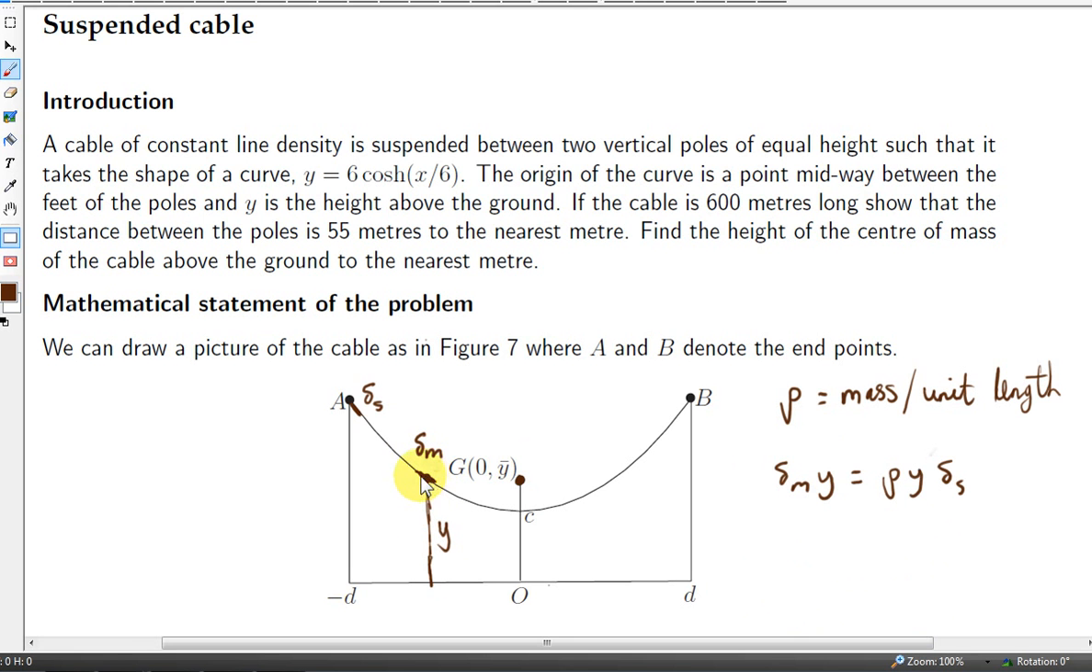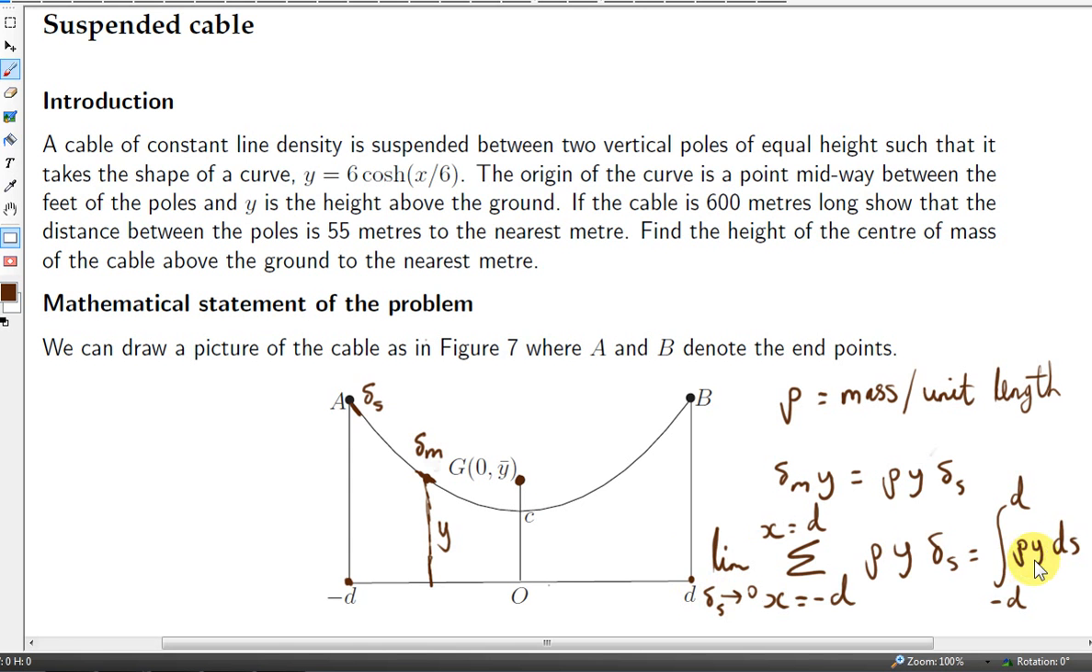Now we want to get the sum of the moments of all of these elements from x equals minus d to x equals plus d. We will take the limit of this sum as delta s goes to 0 now, and our integral becomes the integral from minus d to plus d of rho y times ds, so delta s becomes ds.